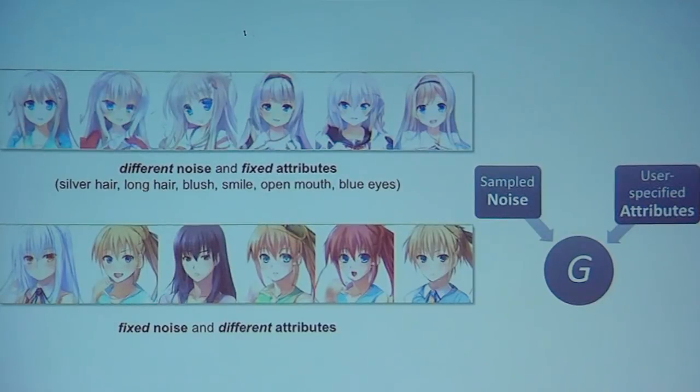Look at the sample image on the left. In the upper row, with fixed attributes that the user specifies, and with different noise, the model decides how to draw differently. In the lower row, with fixed noise, the model draws in a similar way but follows different sets of attributes specified by the user. This image shows that our model knows how to draw a proper image well, faithfully following the user's specification.